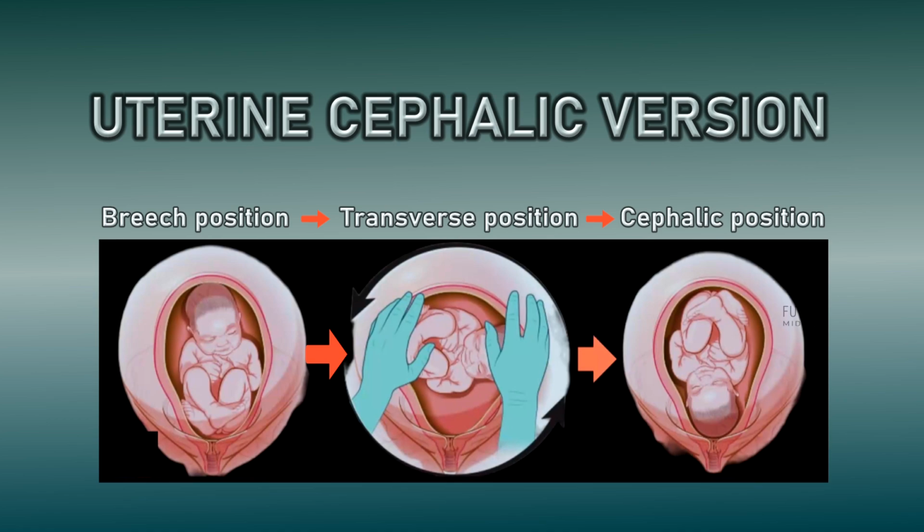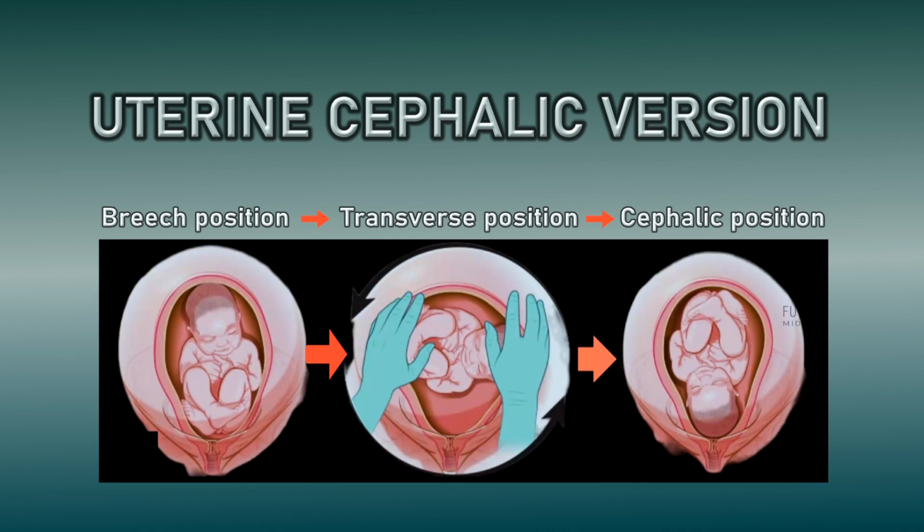Viewers, today I will discuss one of the important topics in OBG, that is uterine cephalic version. From the exam point of view, it is very important for nursing students. You can expect this question 100% in your examination. So without wasting time, we will move on to today's topic, that is uterine cephalic version.